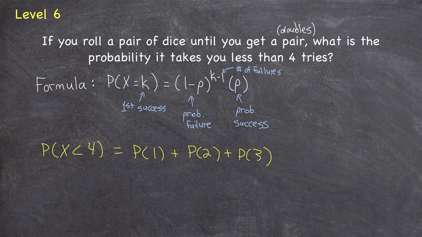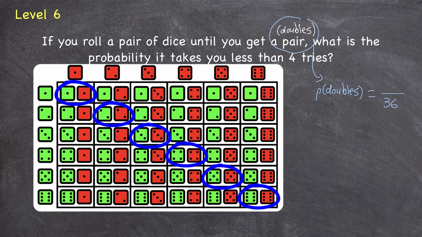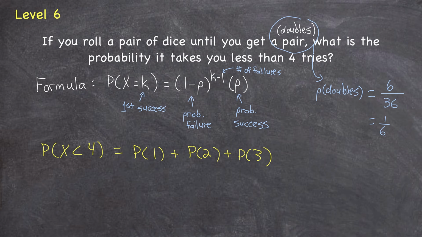And before I do that, it'd probably be helpful for me to write down what the probability of getting doubles is. Well, when rolling a pair of 6-sided dice, there are 36 different outcomes that you could get, and of those 36 outcomes, 6 of them are doubles. So you have a 6 out of 36, or 1 out of 6 chance of rolling doubles when you roll a pair of dice. So this is going to be our probability of success each time we use the formula. And the probability of failure would be 1 minus that probability, which is 5 out of 6.